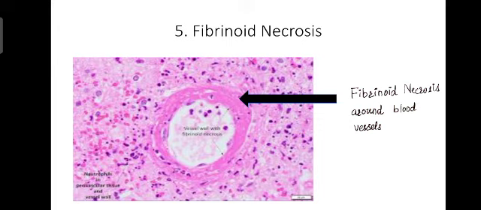Fifth is fibrinoid necrosis. Fibrinoid necrosis is the cell death that occurs when antigen antibody complexes are deposited in the wall of the blood vessels along with fibrin. Here the fibrinoid necrosis is seen around the blood vessels.